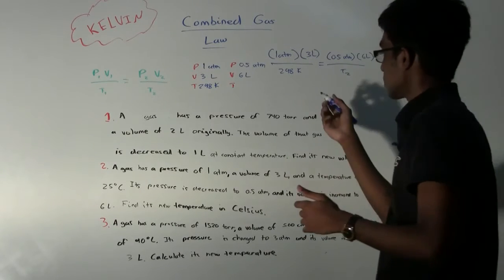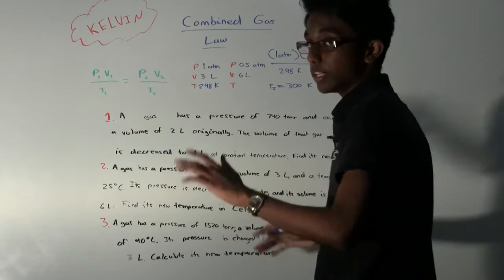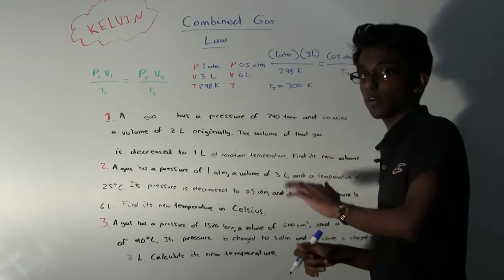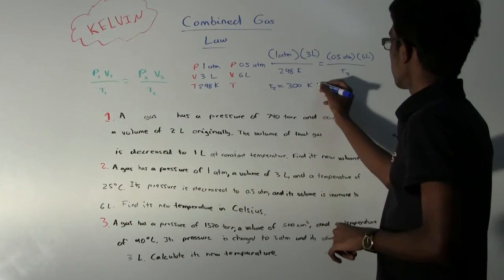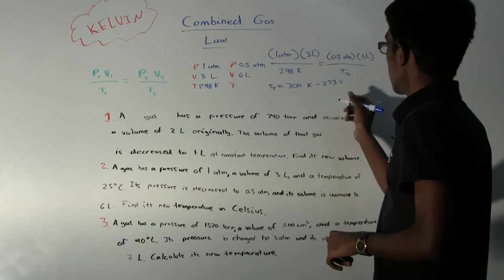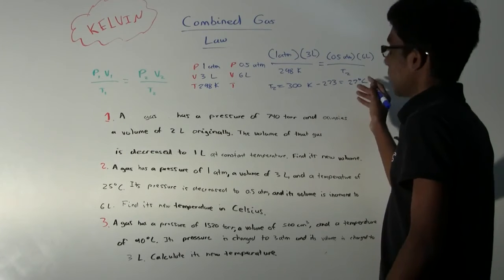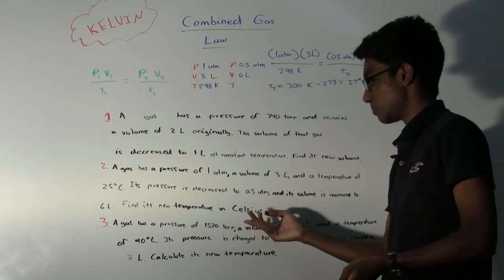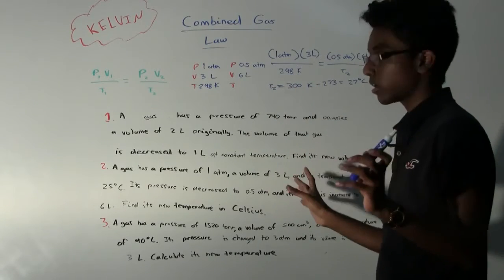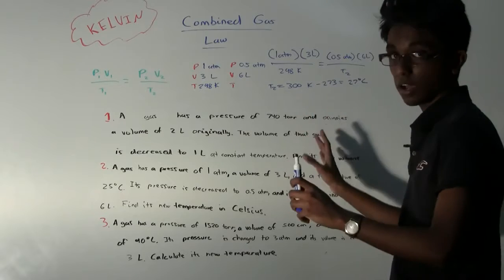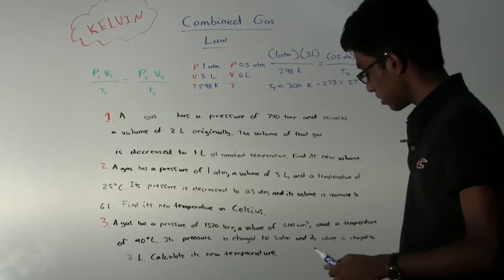Now, I don't know what T2 is. Let's just say T2 was 300 Kelvin. That's probably wrong, okay? But once you get your final temperature, remember you have to subtract 273 and go back to Celsius, because the question says find its new temperature in Celsius, not Kelvin. So if it was 300 Kelvin, and it's not, remember to convert back to degrees Celsius, and that's going to be your final answer, all right?